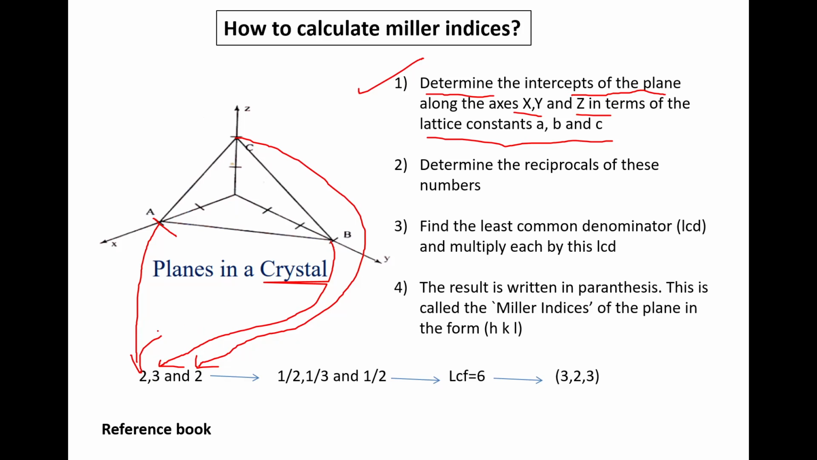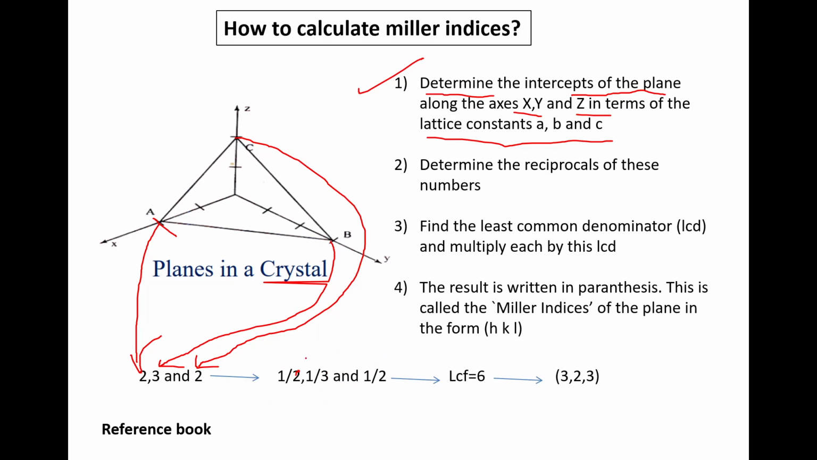Once you determine these values, you determine the reciprocal of these values, meaning just take the inverse: 1 by 2, 1 by 3, 1 by 2. Now for the denominators 2, 3 and 2, you take the LCM. If you take the LCM of 2, 3 and 2, you have 6. Now you multiply that LCM with each of these values, meaning 6 multiplied by half.